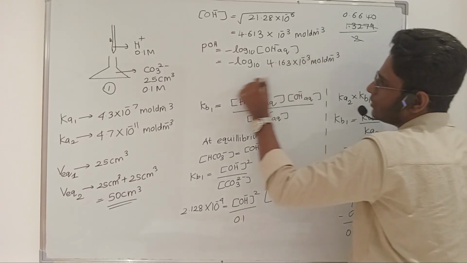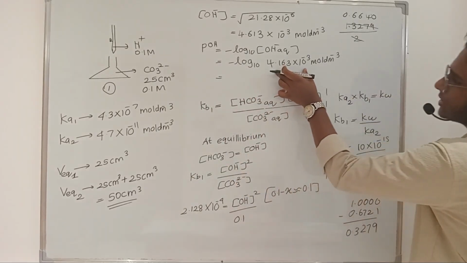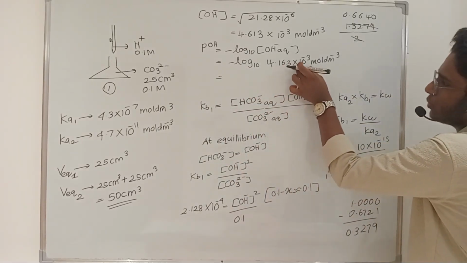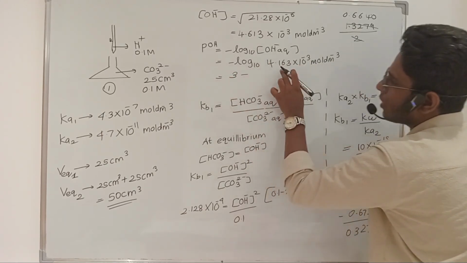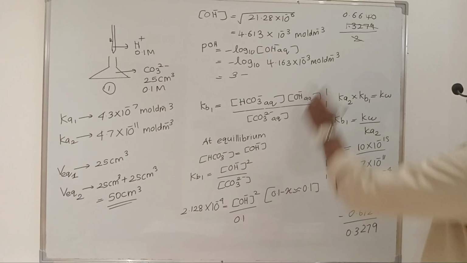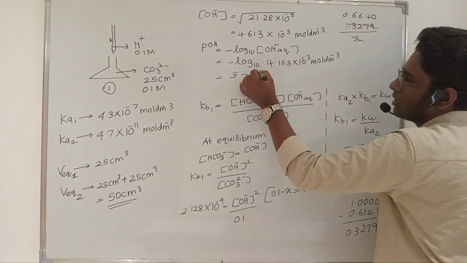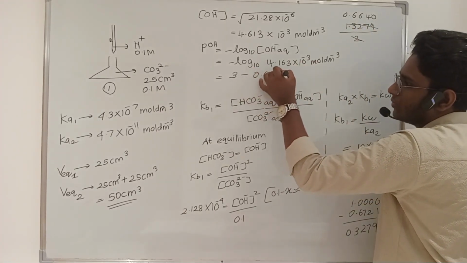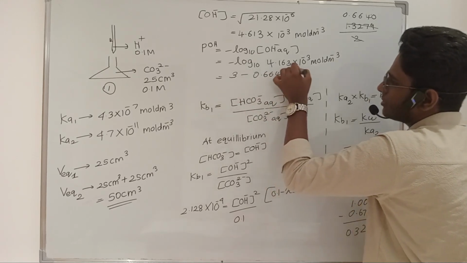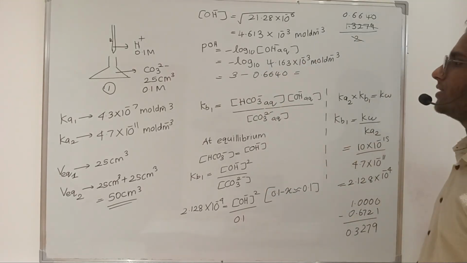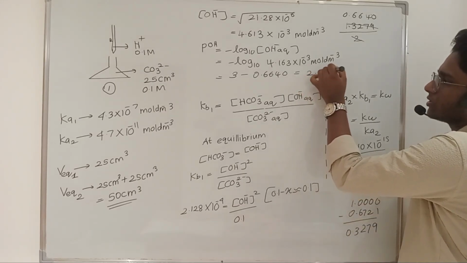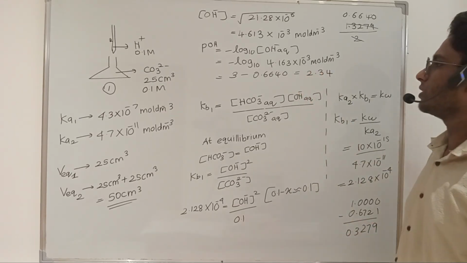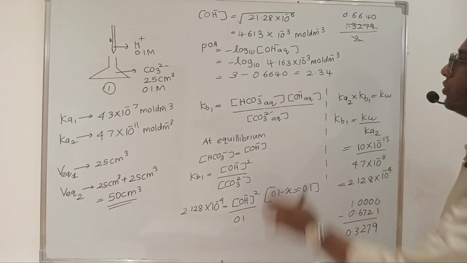So how can you find the value? First of all, you have to write this concentration in scientific form. Next, from that 3, that is 10 to the minus 3, you have to reduce the log value of 4.163, that is 0.6640. So if you reduce 0.66 from 3, you'll be getting approximately 2.34, right? So you know pOH.